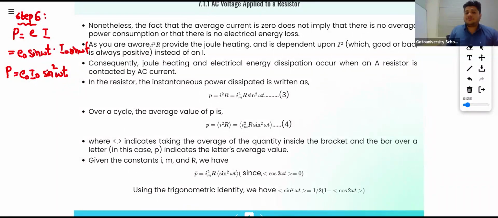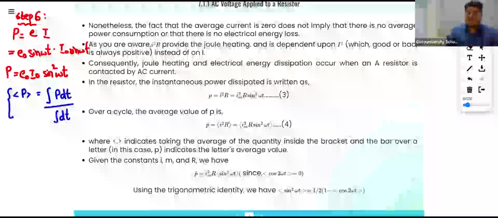We have to find average power. We know the formula for average. What's the formula for average? Yes, the formula for average power was integration of p dt over integration of dt. You can write with respect to t, you can write with respect to theta also. Okay, limit will be from a to b. Let's see what's the limit.